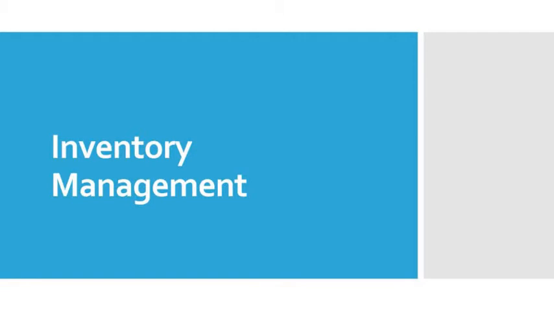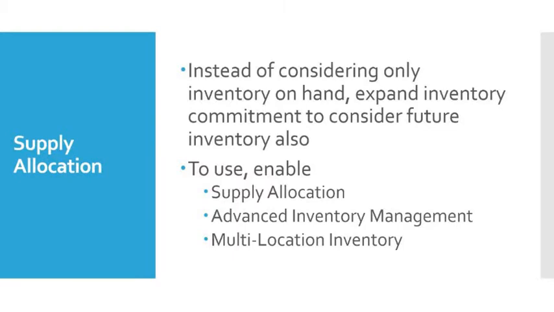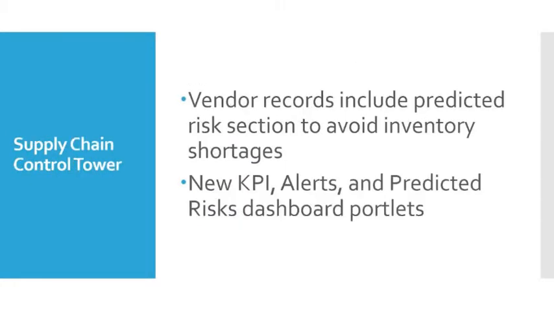For those who use inventory management in NetSuite, Release 19.2 has a couple of updates for you. An update to supply allocation allows you to expand inventory commitment to consider future inventory, as well as inventory on hand. To use this feature, enable the supply allocation, advanced inventory management, and multi-location inventory features. If you use the Supply Chain Control Tower, you will see that vendor records include predicted risks sections that will allow you to avoid inventory shortages. You will also have access to a new KPI, alerts, and predicted risks dashboard portlets.